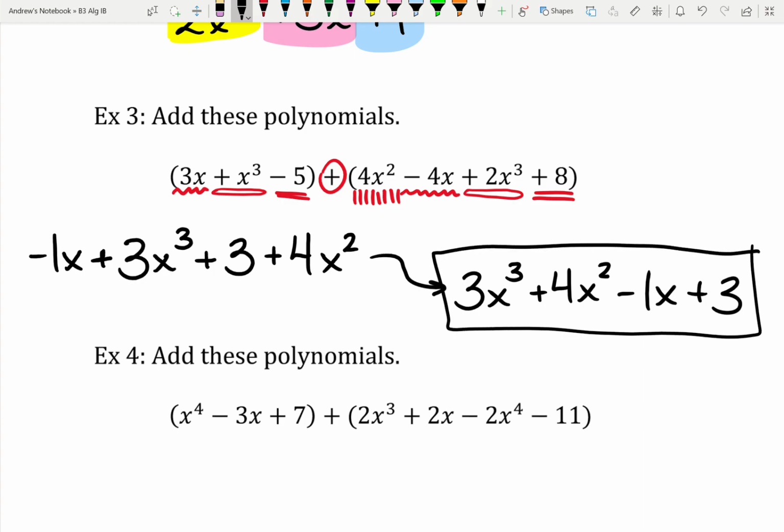It's not the absolute end of the world if you forget to do that, right? But really try to do that at the end of these problems. Make sure you're in standard form.